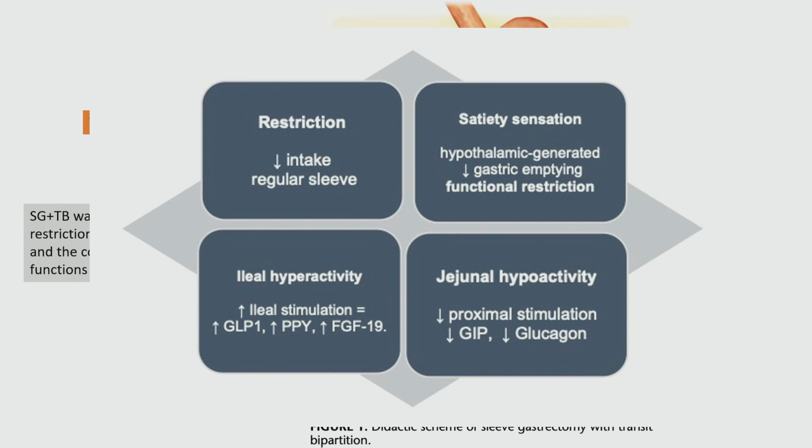Here, in summary, are the different parts of this concept, sleeve plus bipartition. The restriction is going to decrease the intake, as in the regular sleeve, and also induce satiety through communication with the brain. Also very important, it stimulates the ileum in a very early way, increasing the secretion of many incretin hormones: GLP-1, PYY, and fibroblast growth factor 19. Excluding the proximal jejunum is going to decrease the secretion of GIP and glucagon, a consequence of not stimulating the proximal jejunum.